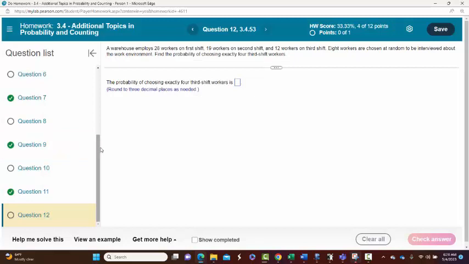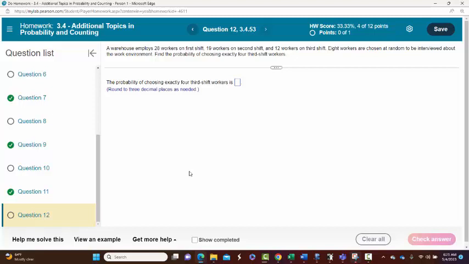I guess this is the last one, so I'll just do this one. Similar kind of problem to the last one, I think. 28 workers, so there's more things here. 19 on second shift, 12 on the third shift. I'm probably going to do Excel again just to save time. But I don't feel guilty because I've shown you the calculator. I'm not trying to place a preference on you there. I'm just showing you. Alrighty, 8 workers chosen at random about the environment.